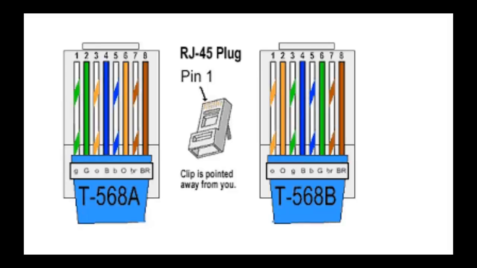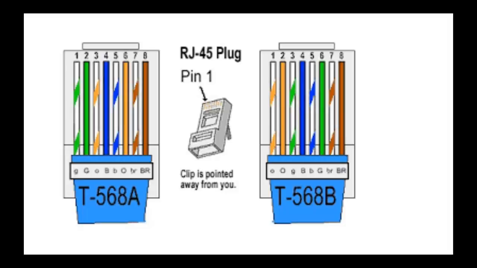When you want to crimp it onto category 5, 6, or 7 cables, this is how the pin layout will be. We have only two models: the first is the T568A standard, and the second is the T568B standard. You can see where pin 1 is, and this is how it can be connected.